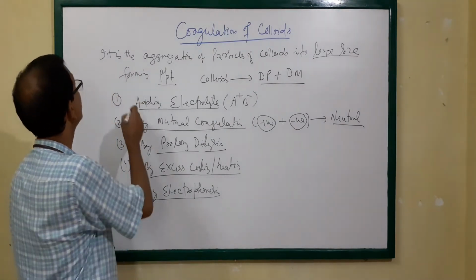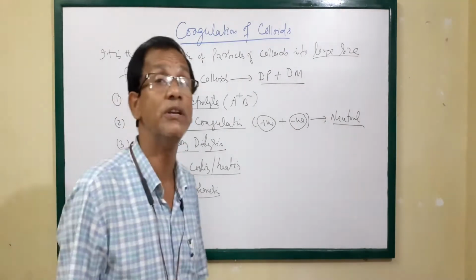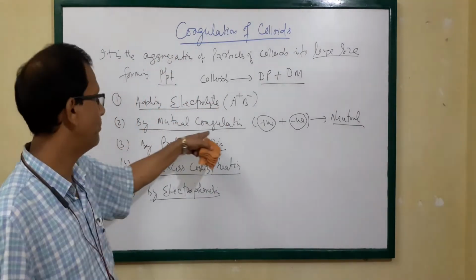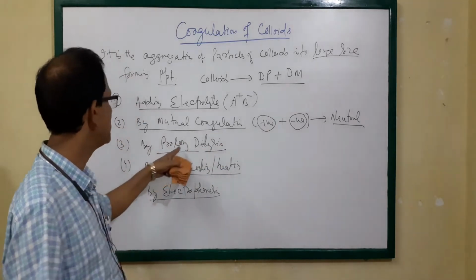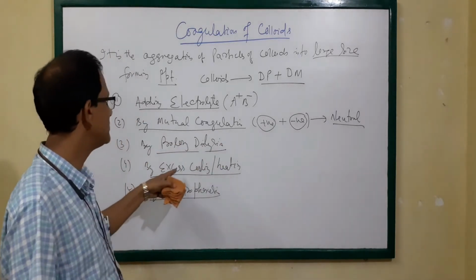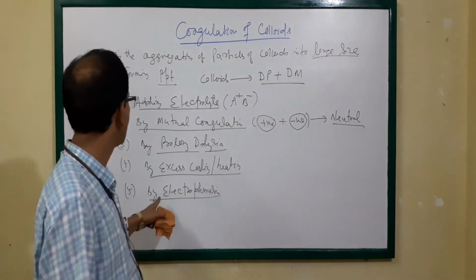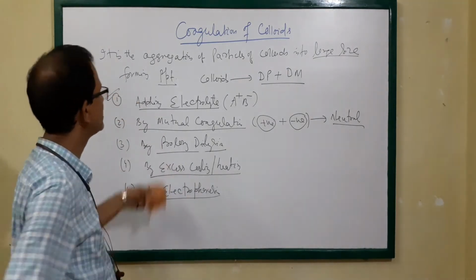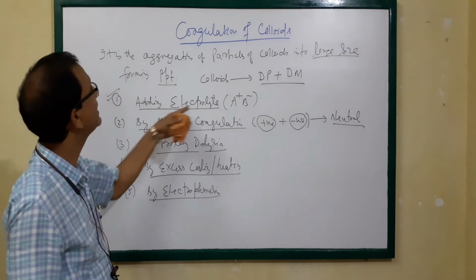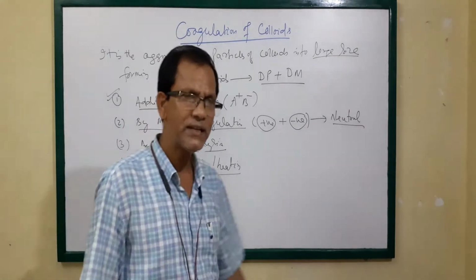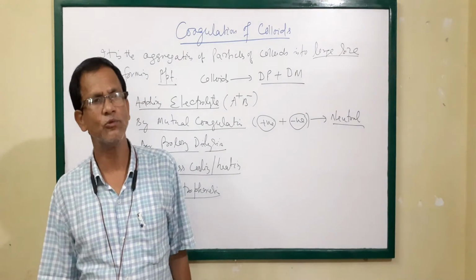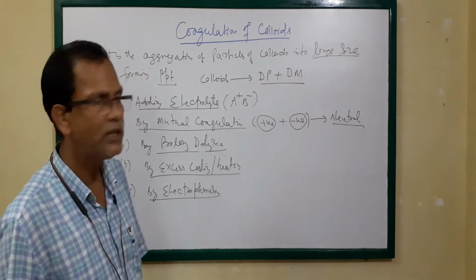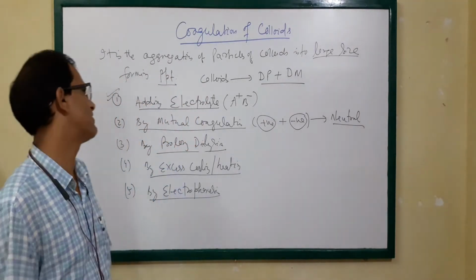That's why these are the 5 important methods for coagulation of colloids. First one is by adding electrolyte, second by mutual coagulation. Third one is by prolonged dialysis. Fourth one is by excess cooling and heating. Fifth one is by electrophoresis. So first method, adding electrolyte. Electrolyte carries positive charge and negative charge. It coagulates the particular charge of the colloids, so that the colloid will settle down and undergo precipitation.